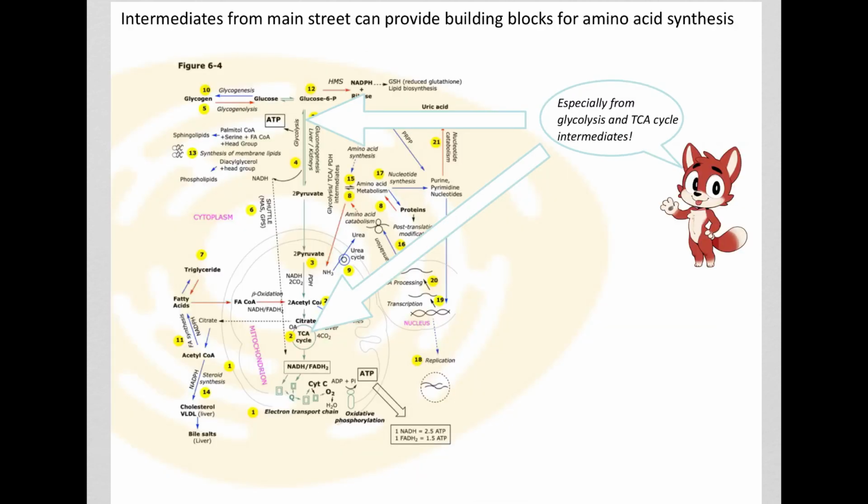We shall see in a few seconds that the main street, that's the conversion of glucose eventually giving you ATP, not only supplies energy, it will also give us the intermediates necessary to make the non-essential amino acids. And these intermediates, you'll see, come mostly from glycolysis as well as the TCA cycle.